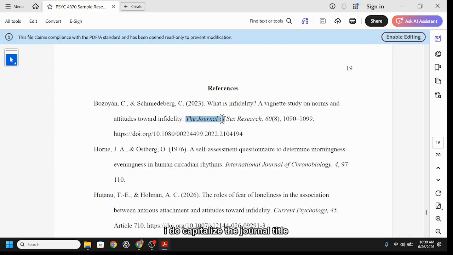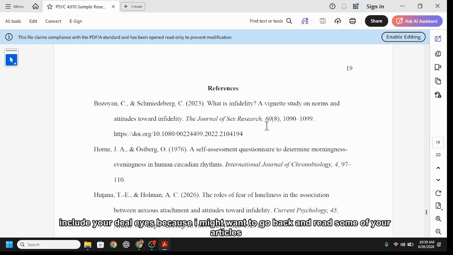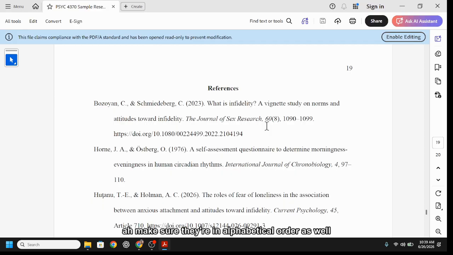I do capitalize the journal title and I put it in italics. I put a comma and I put the volume in italics as well. Include your DOIs because I might want to go back and read some of your articles. Make sure they're in alphabetical order as well. If they appear down here, there must be an in-text citation for that article, and vice versa. If there is an in-text citation, it needs to be listed in your references.